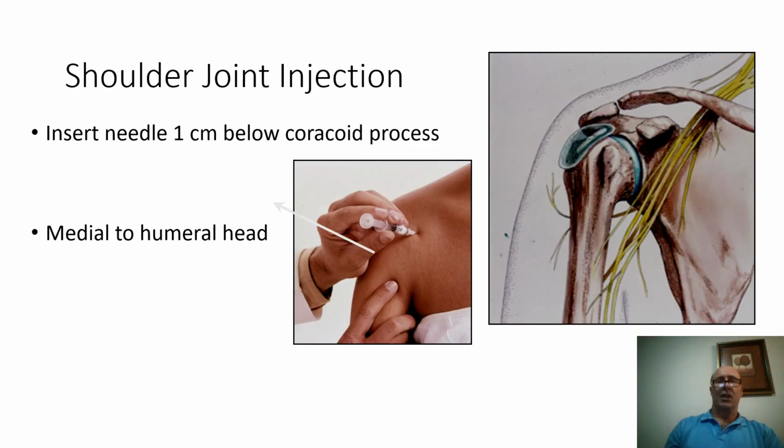To inject the glenohumeral joint, the area of injection is really around here, a centimeter below the coracoid process, and just medial to the humeral head. There's no real anatomy of concern up here by the coracoid process. Your plexus is passing and your artery is passing quite inferior to that. So if you're near the coracoid tip, you're pretty safe.